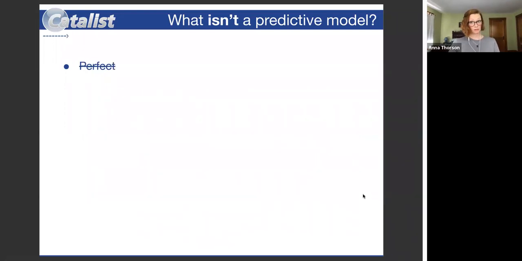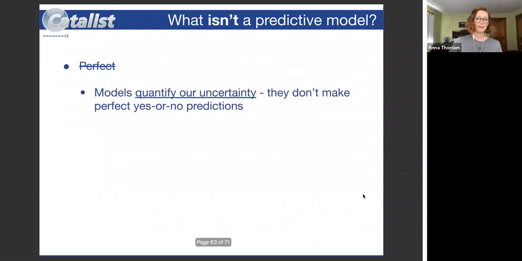Models are also not perfect. And I think this is a big one. Models work by quantifying our uncertainty. They don't make perfect yes or no predictions, right? So just because you're using a model to talk to people who you think are likely Democratic supporters, you're still going to talk to Republicans. And that doesn't mean the model is wrong. It just means it's a prediction.